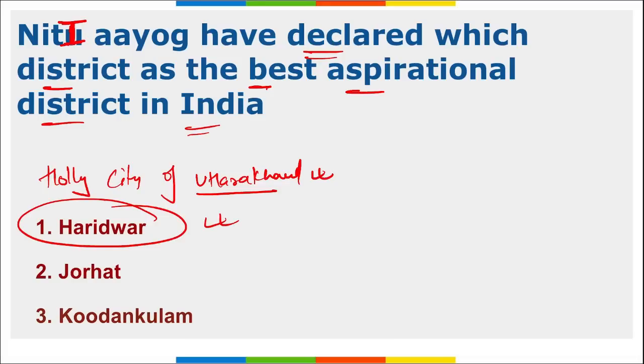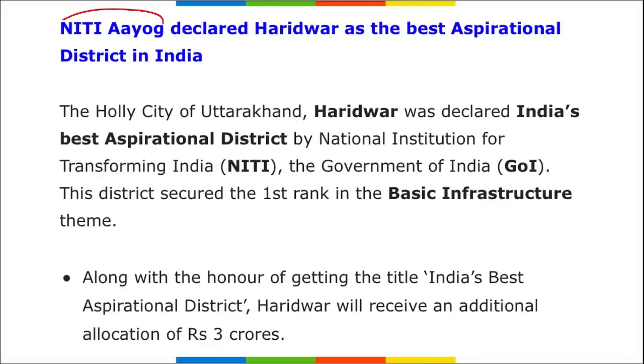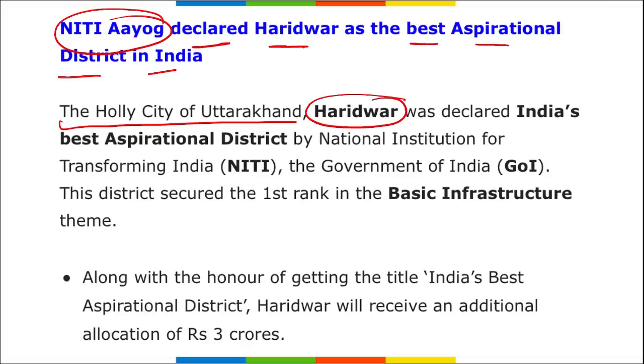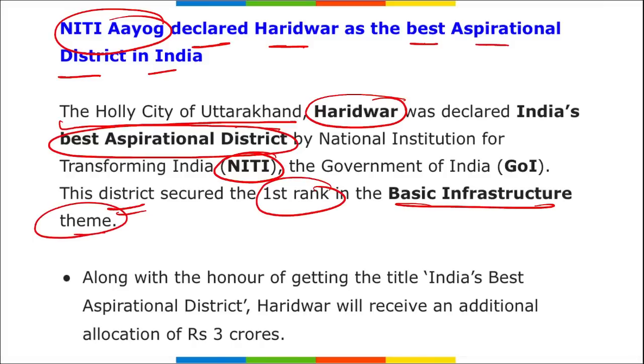This district has secured the first rank in the basic infrastructure theme also. Highly important. Apart from getting the title of India's best aspirational district, Haridwar will receive an additional allocation of 3 crore rupees for development. Here you can see it was Niti Aayog that declared Haridwar as the best aspirational district in India. Also, this district, Haridwar, has ranked first in the basic infrastructure theme.